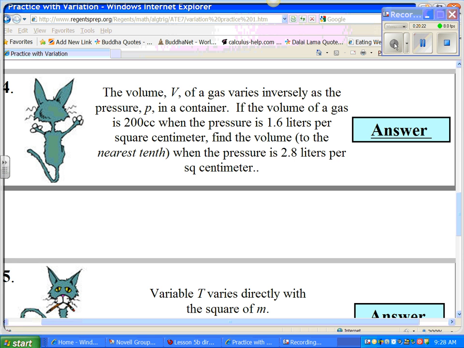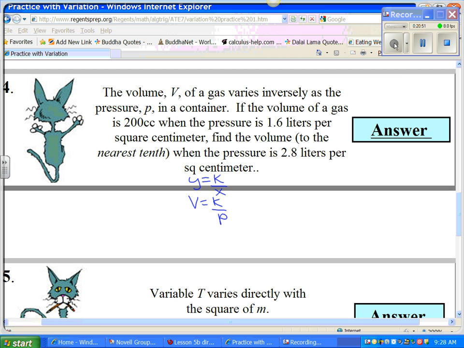The volume V of a gas varies inversely as the pressure P in a container. The volume of gas is 200 cc's when the pressure is 1.6 liters per square centimeter. Find the volume to the nearest tenth when the pressure is 2.8 liters per square centimeter. Keyword. Equation. Good. Am I using Y and K? What are we using? Good. V equals K over P. Are we all okay with that?